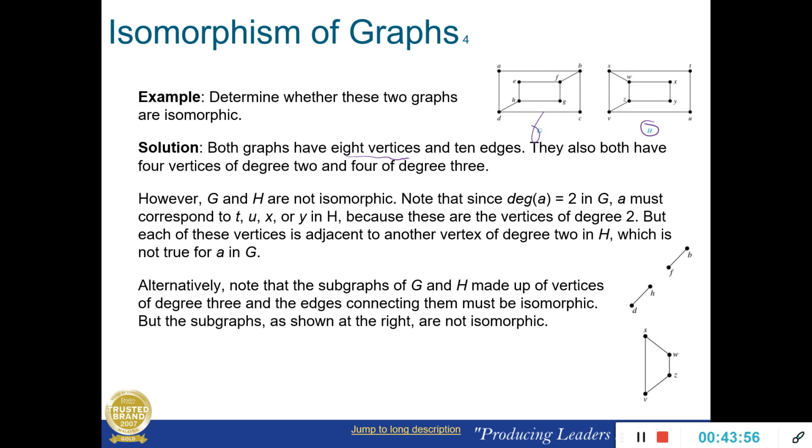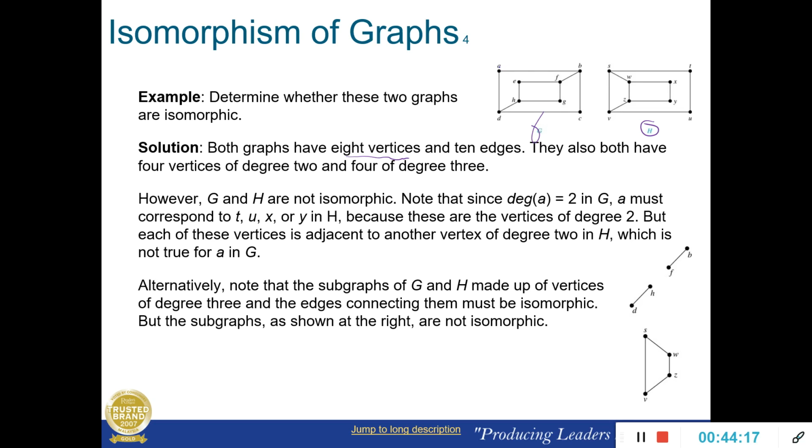1, 2, 3, 4, 5, 6, 7, 8, 9, 10. Yeah, 10 edges. Sorry. 1, 2, 3, 4, 5, 6, 7, 8, 9, 10. So both have 10 edges. They also both have 4 vertices of degree 2.